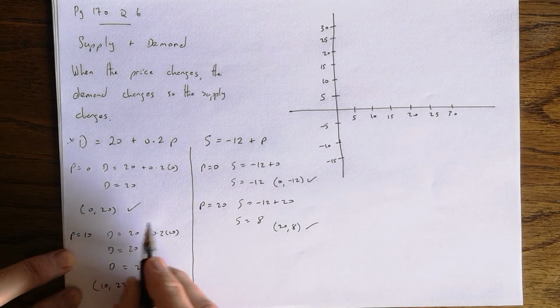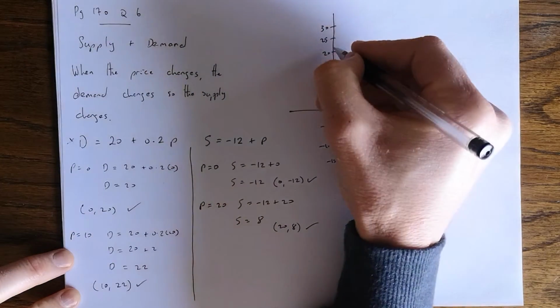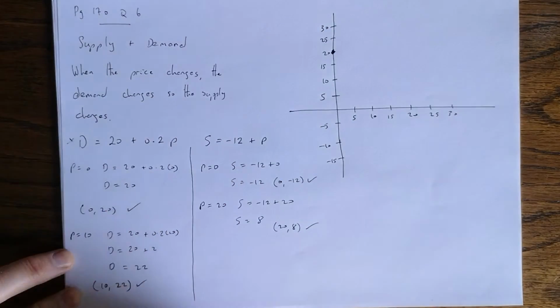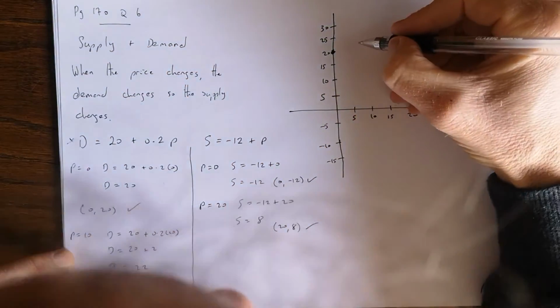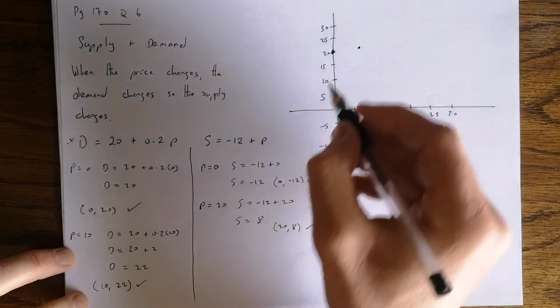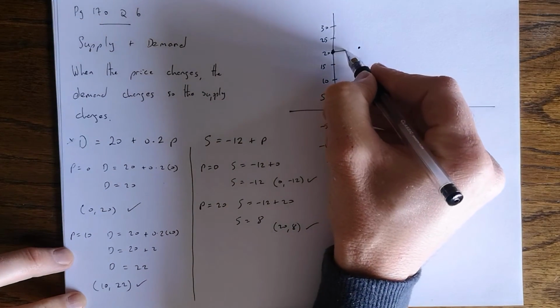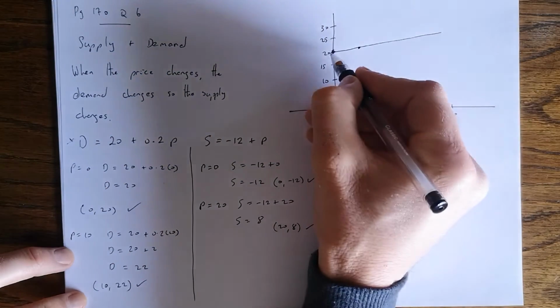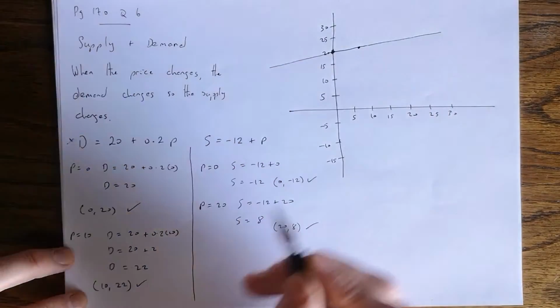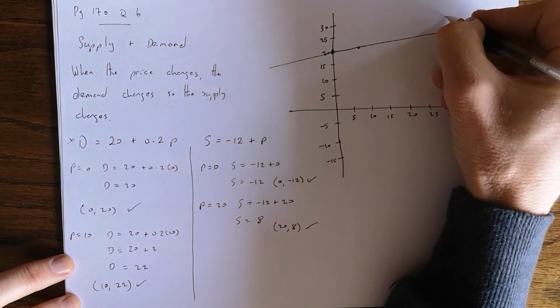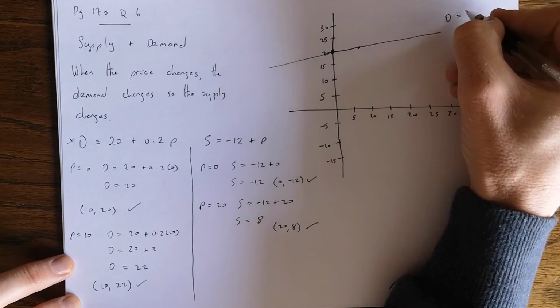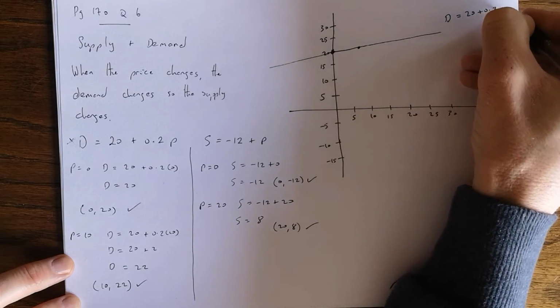So the point 0, 20. So 0, 20 is that point there. And then 10, 22. So out to 10, up to 22. If you had a little bit more space, you could do this better than me. So that's that point there. This line is going to go through those 2 points like that. So that's the line D equals 20 plus 0.2P.